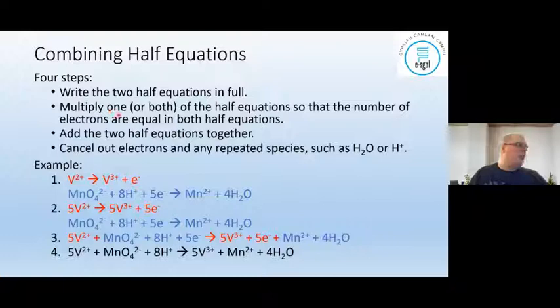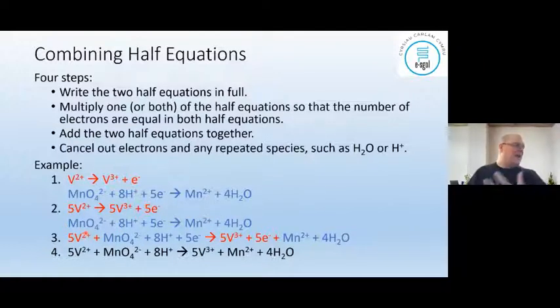Because what we need to do in the second step is multiply one or both of the half equations so that the number of electrons are equal in both half equations. So the oxidation equation has just 1 electron, whereas the reduction equation requires 5. So I have multiplied the oxidation half equation by 5, and I've multiplied everything in it by 5. That's really important, okay? Multiplied absolutely everything in there by 5. The blue equation, the reduction equation, doesn't need anything doing to it.